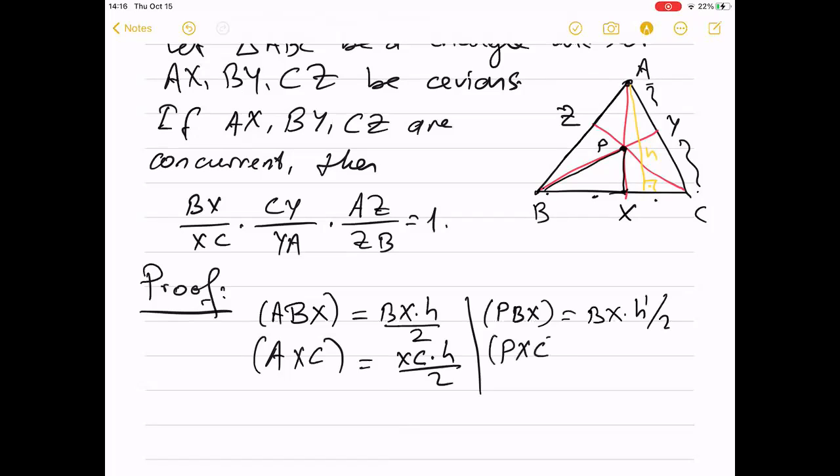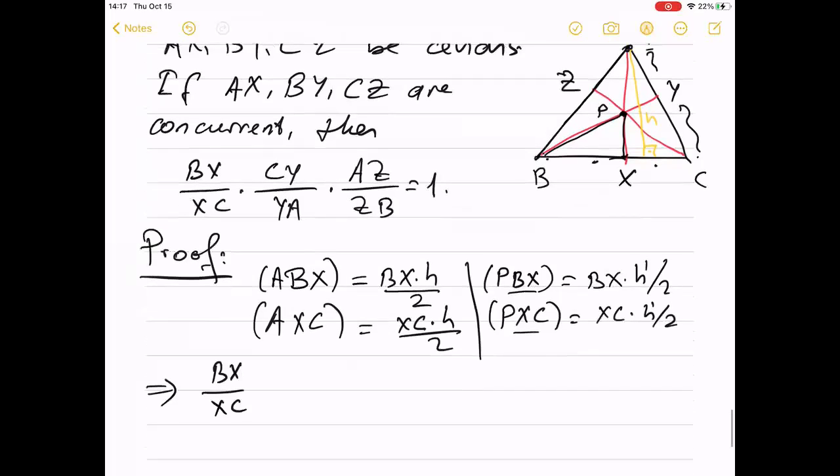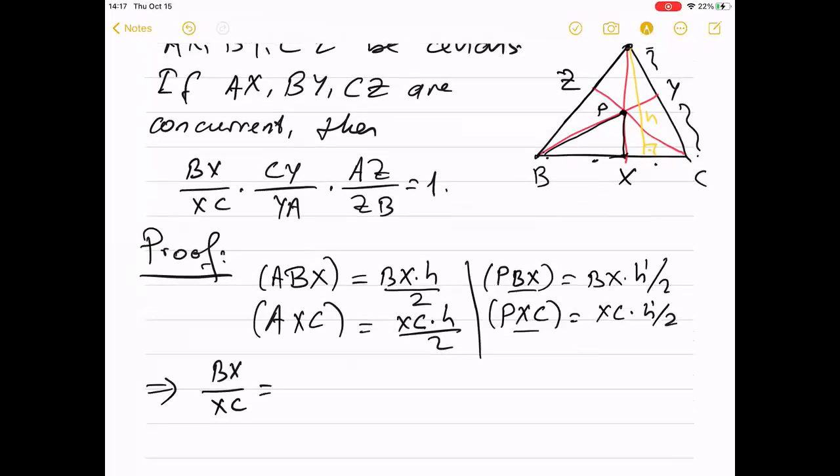And PXC, if you look at the other triangle, the height is the same. With this, these two triangles have the same height. It is XC times H prime over 2. So therefore, if you look at BX over XC, if we divide this side by side, then the H's will disappear. So we will have the area of ABX over AXC.